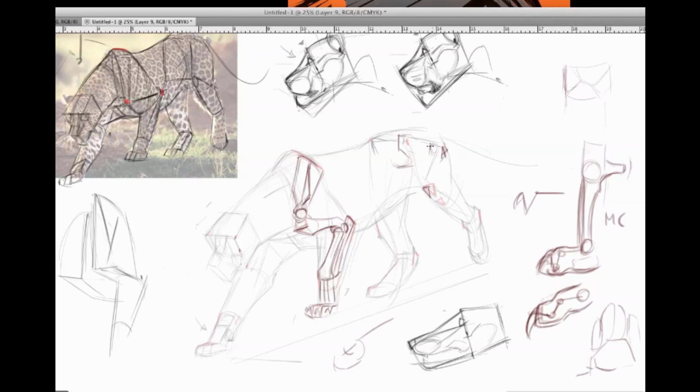Triangle on the side. Okay. Coming down, cylinder joint. Same thing like the horse. Tibia and fibula coming down. Ankle. Heel. Metatarsal. Phalange.